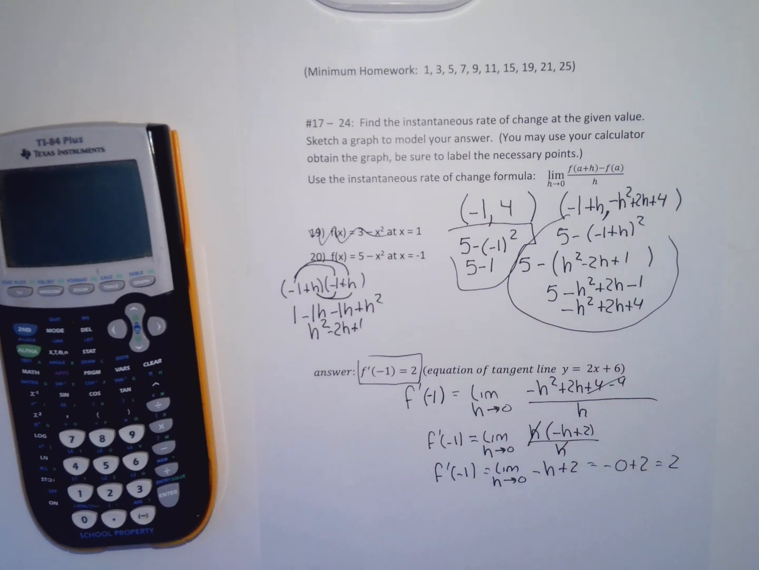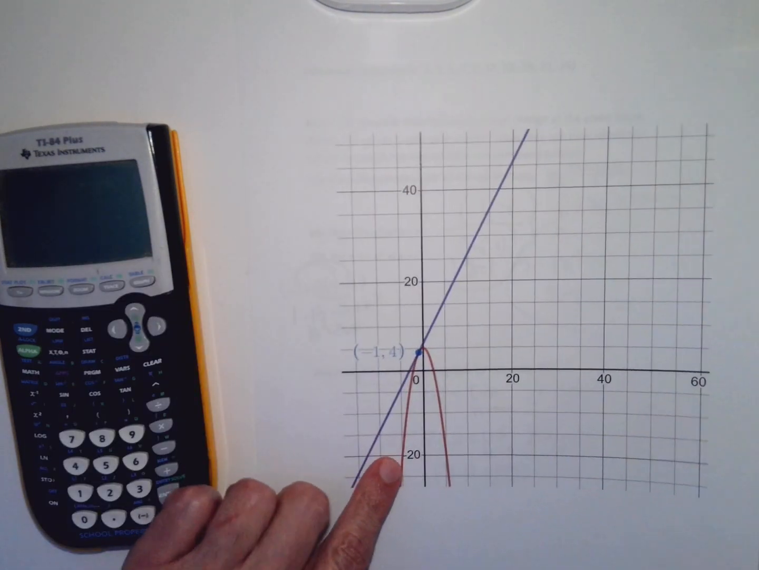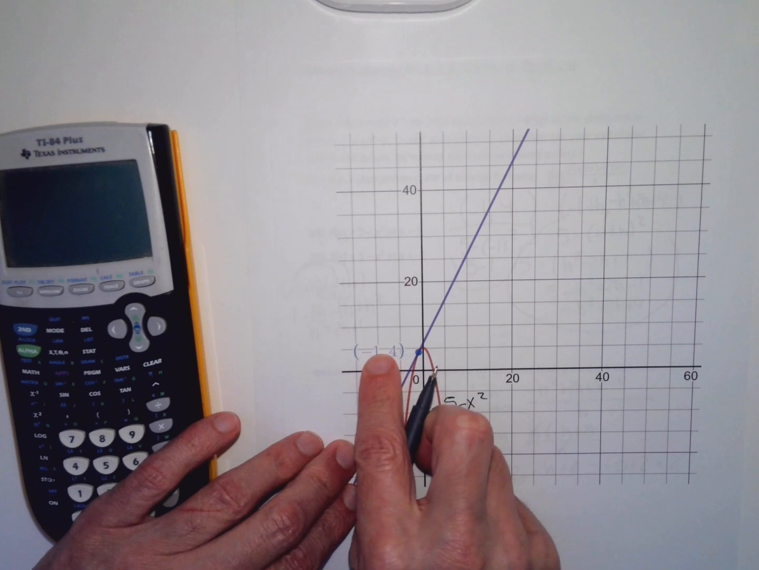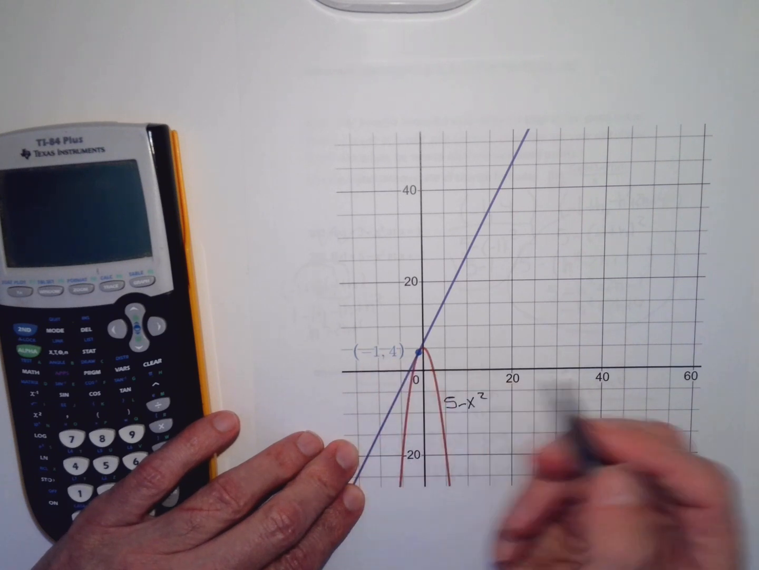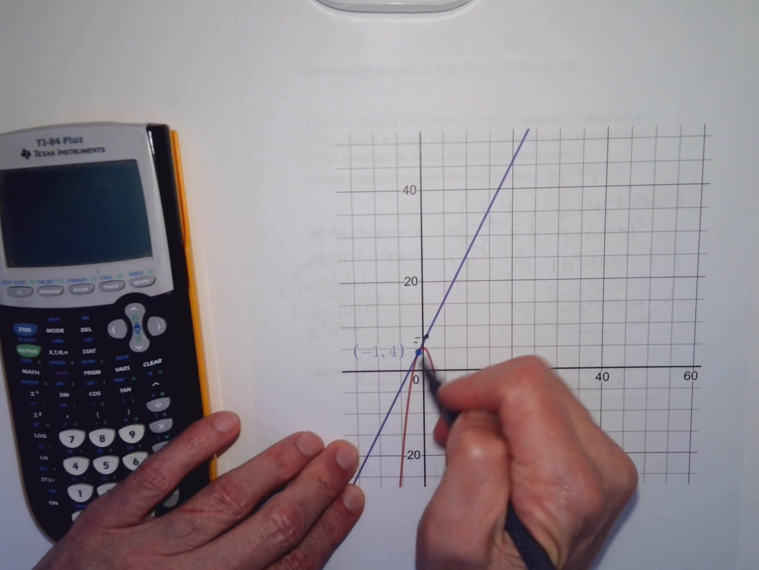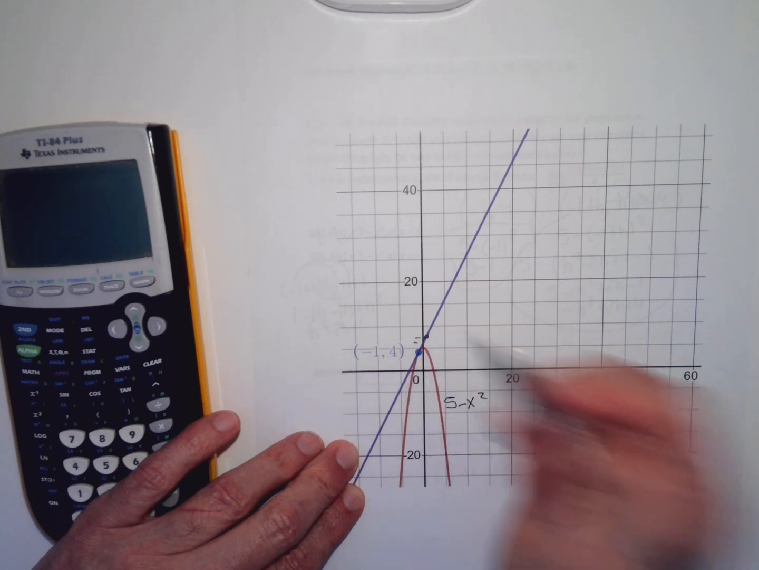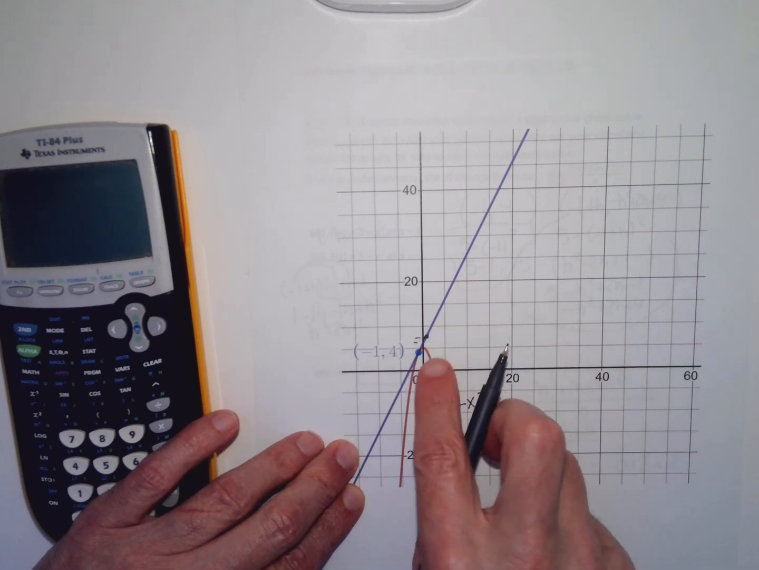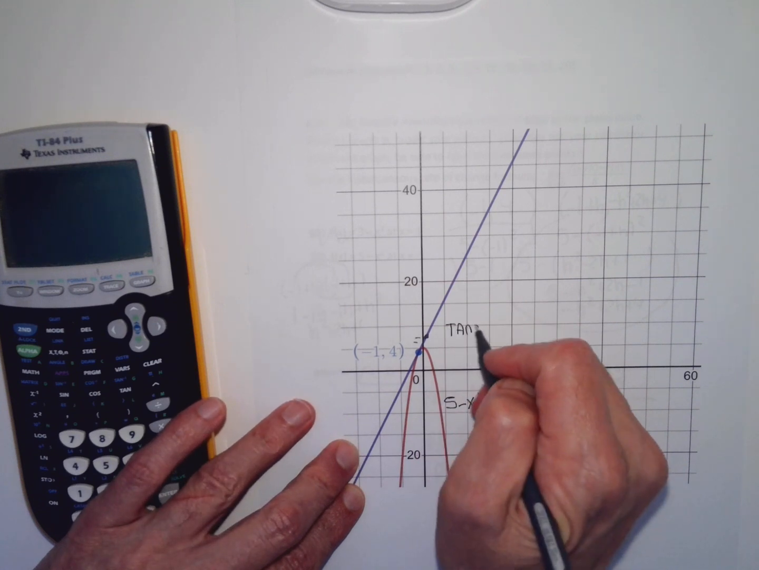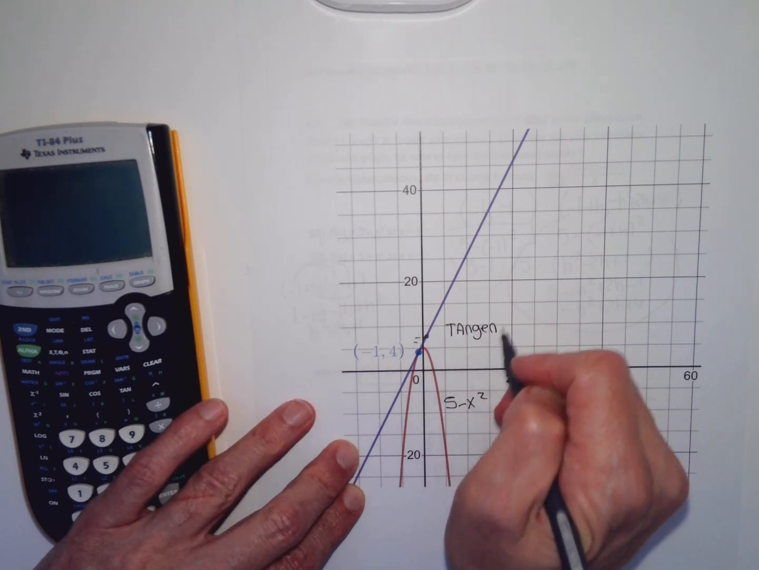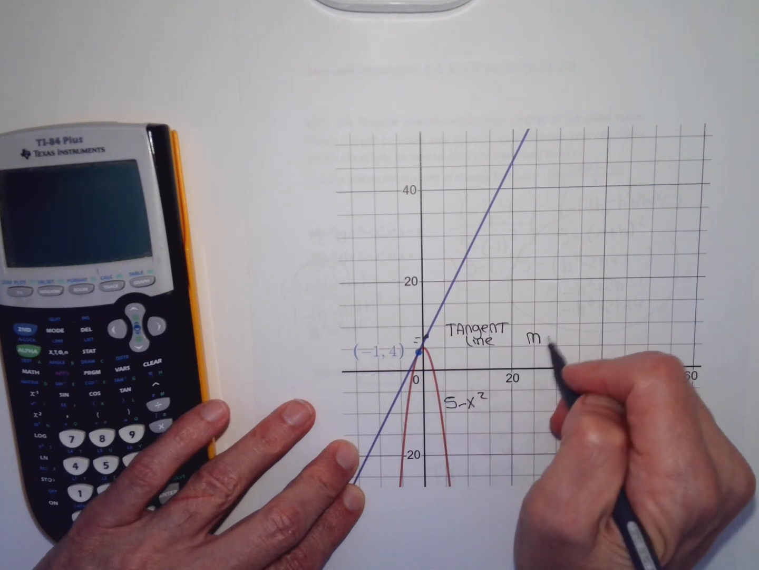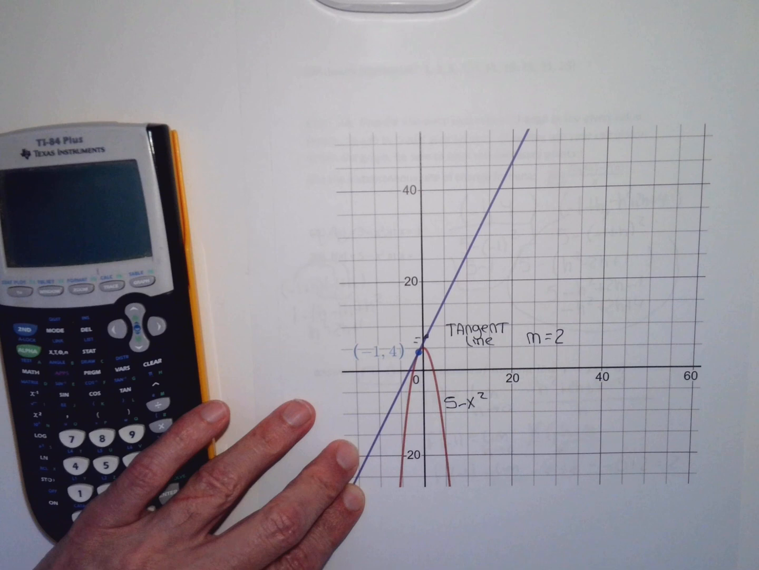So I start by graphing the function 5 minus x squared. I plot the point negative 1, 4, and then I use the instantaneous rate of change. I go up 2 and over 1 and draw another point. This right here is now called a tangent line as opposed to a secant line. It goes the direction the curve is going at that point, and its slope is positive 2.